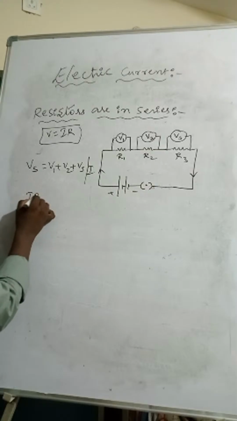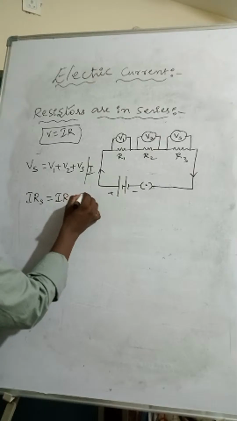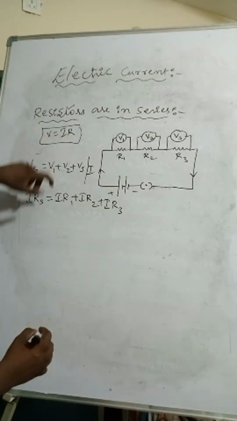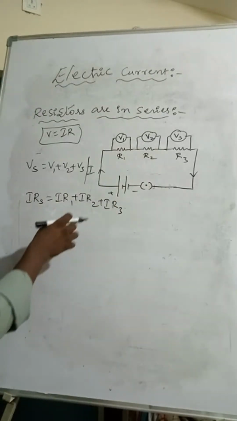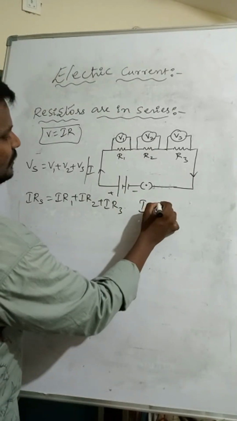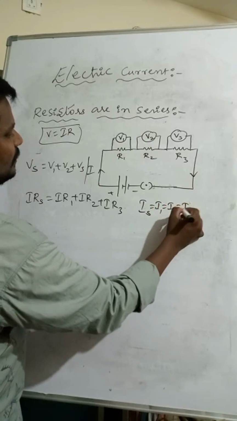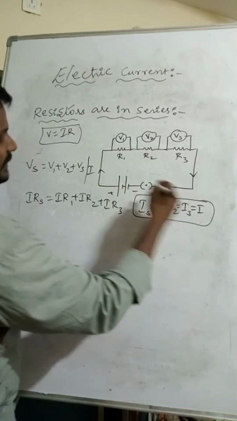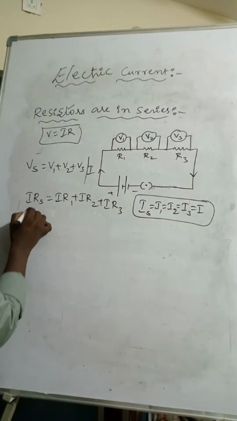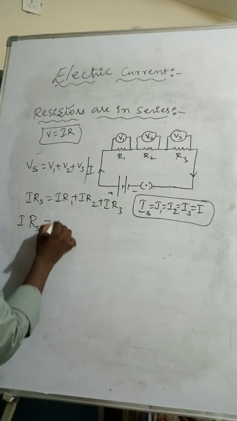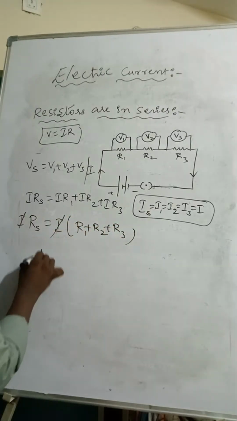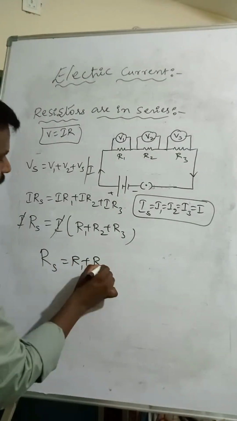So we can take I Rs equal to I R1 plus I R2 plus I R3. How did you get this? From Ohm's law, Vs equal to I Rs, because current is the same throughout the circuit. That's why I am not writing I1, I2, I3. Is equal to I1 equal to I2 equal to I3 equal to I, because current is the same throughout the circuit. So if you take I common, Rs equals I times R1 plus R2 plus R3. So I gets cancelled, then Rs equal to R1 plus R2 plus R3.